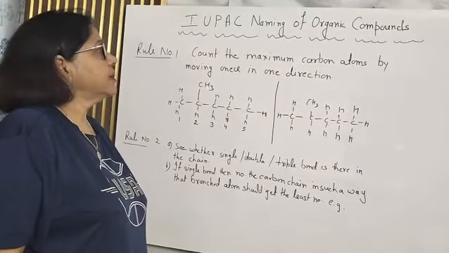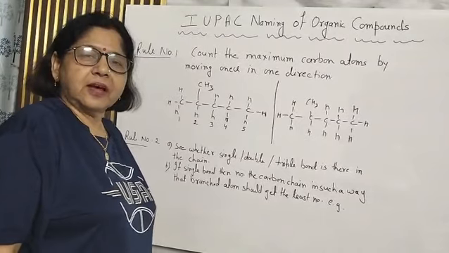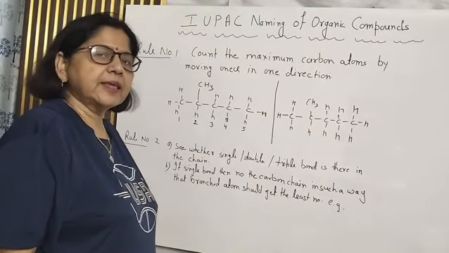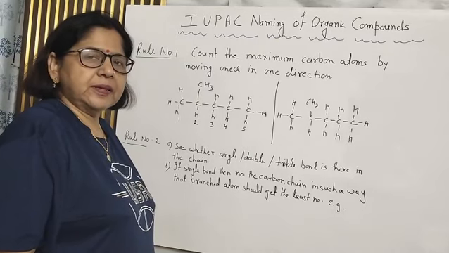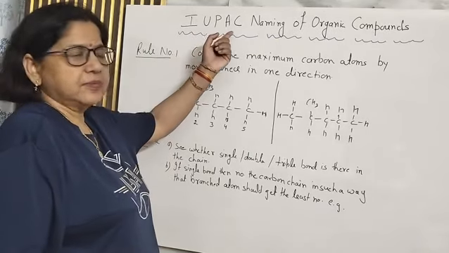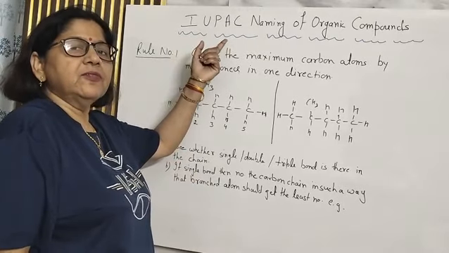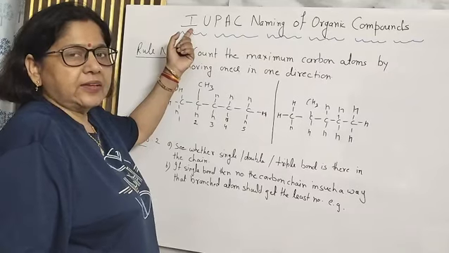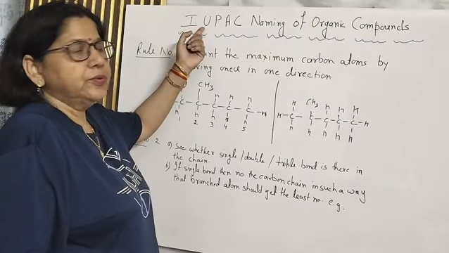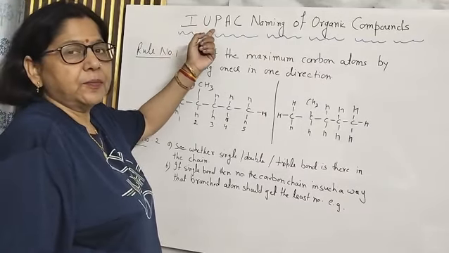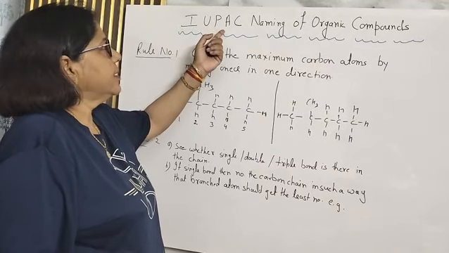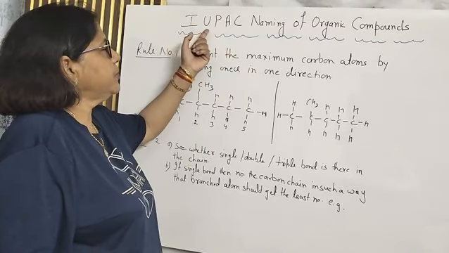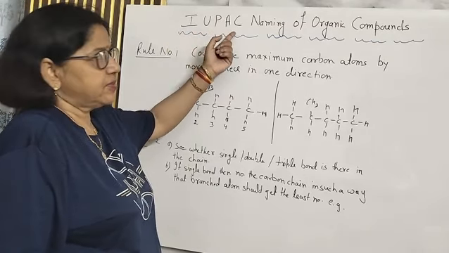Hello students, today we are going to start a very interesting exercise in organic chemistry, that is IUPAC naming. You must be knowing the full form of IUPAC. I stands for International, U stands for Union, P stands for Pure, and A stands for Applied Chemistry. International Union of Pure and Applied Chemistry, right?